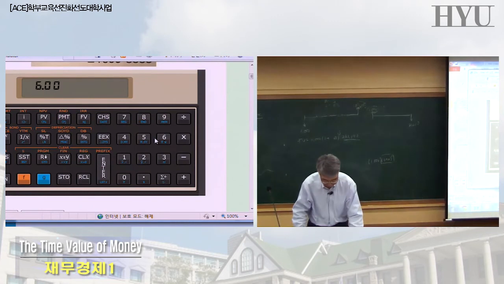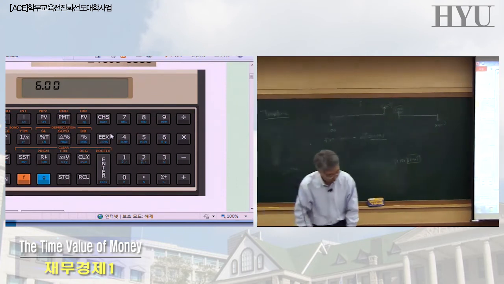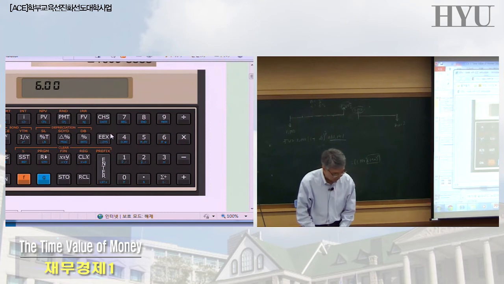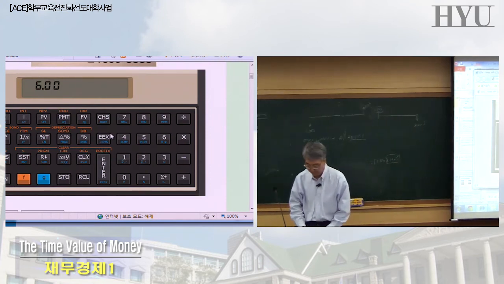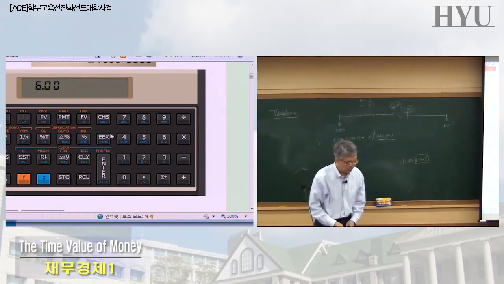Okay, so much for the calculator. Let me introduce a couple more functions here. How about problem number 3? Problem number 3. Let's try question number C, 3C.